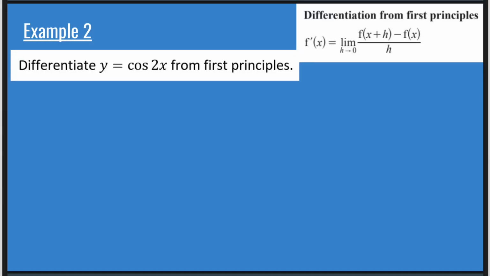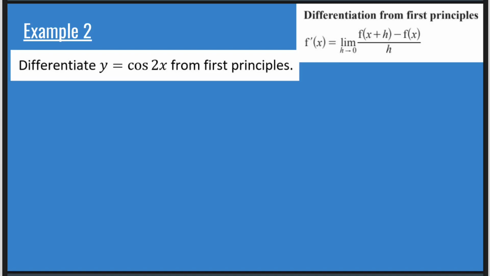Hi again, chums. Alright, we'll do example 2. Differentiate y equals cos 2x from first principles. Now, this is a little bit sneaky. There's something you've got to watch out for. It's like I'm talking from experience, because I missed it off first time I tried to do this.